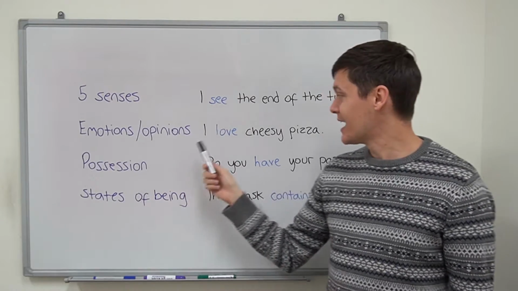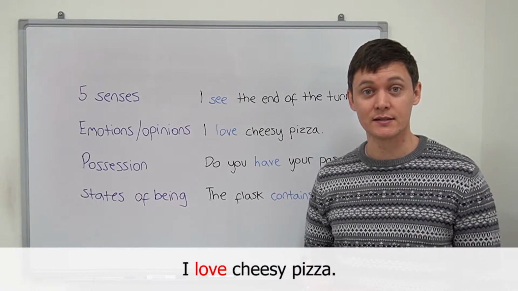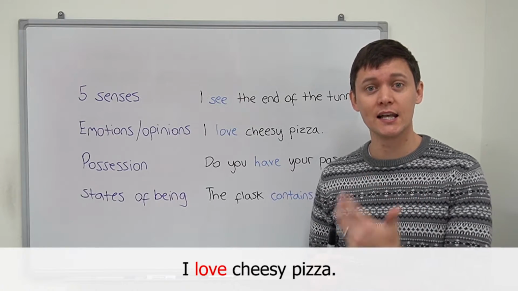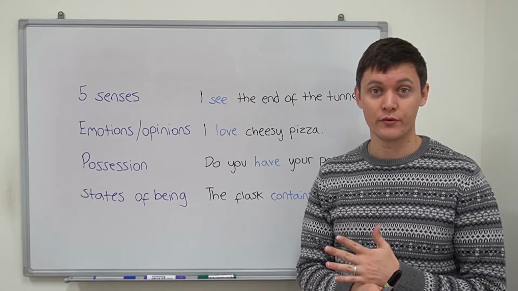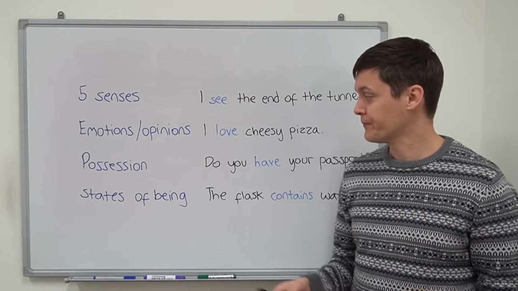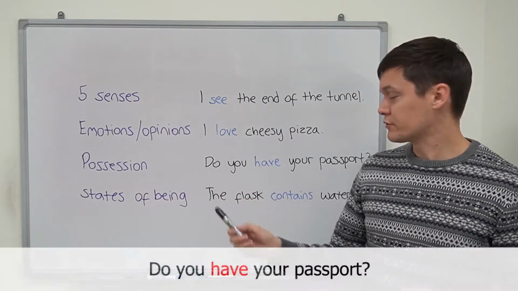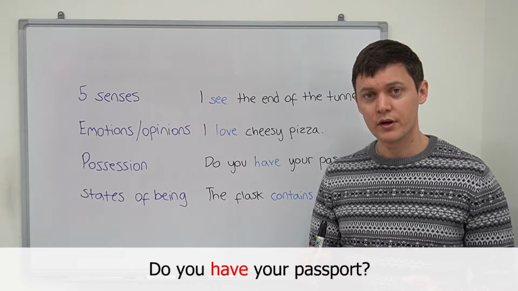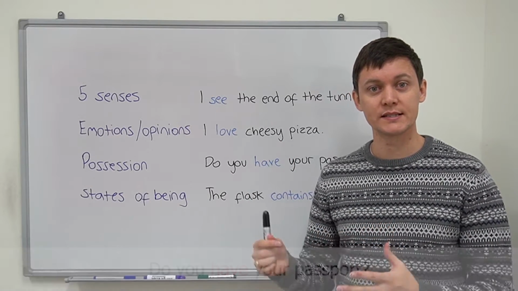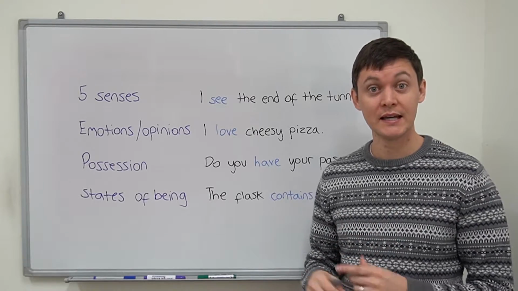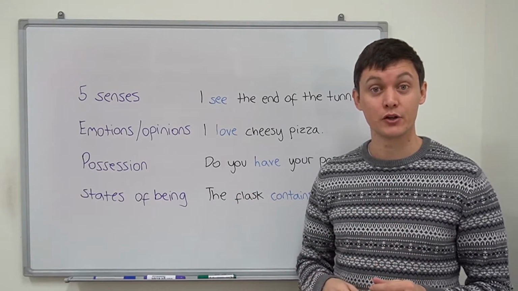Emotions and opinions. I love cheesy pizza. This is my real example. I love cheesy pizza. I'm loving cheesy pizza? No. Grammatically, that's wrong. Possession. Do you have your passport? Are you having your passport? No, that's not possible because this is a non-continuous verb in this case. Do you have your passport?